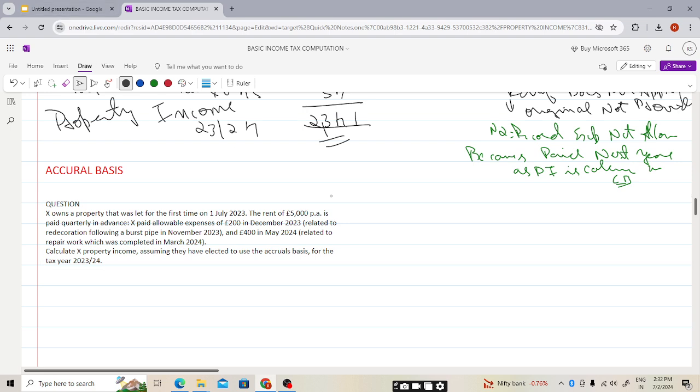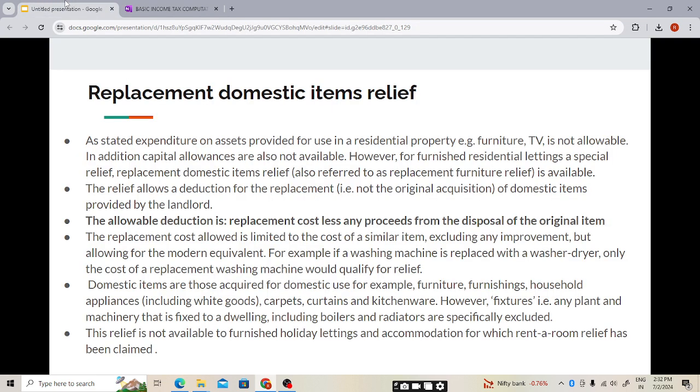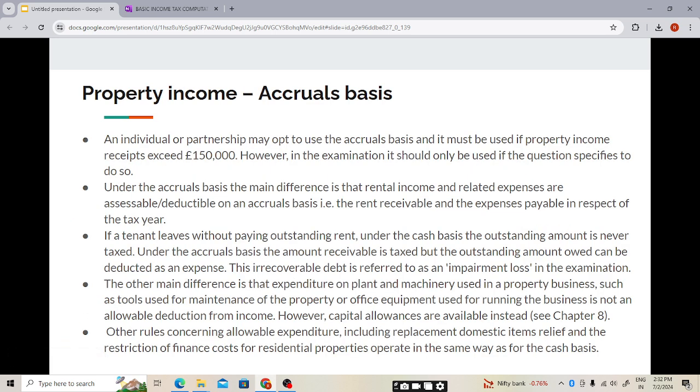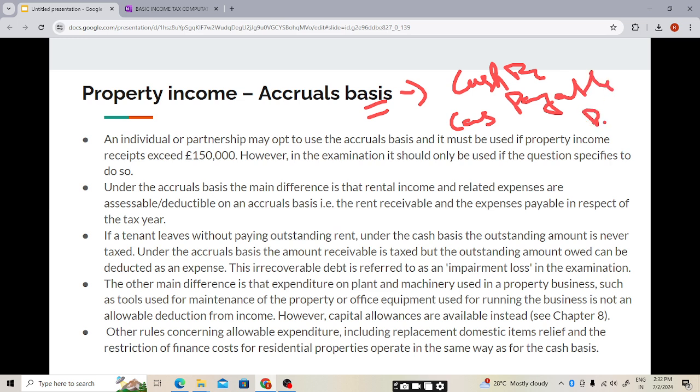Now coming to the accrual basis. Till now we were done with the cash basis. What does accrual basis mean? Accrual basis means cash receivable and cash payable, and the period of income and expenses that is relevant, as we had discussed in our first slide. Keep this in mind, students.